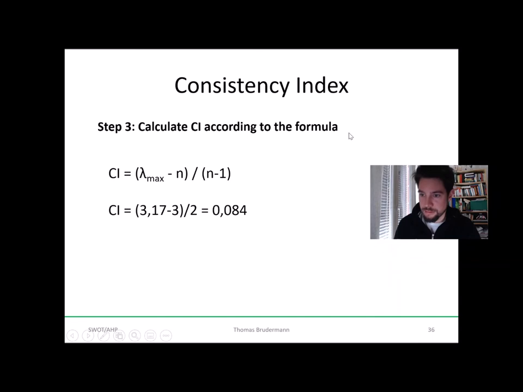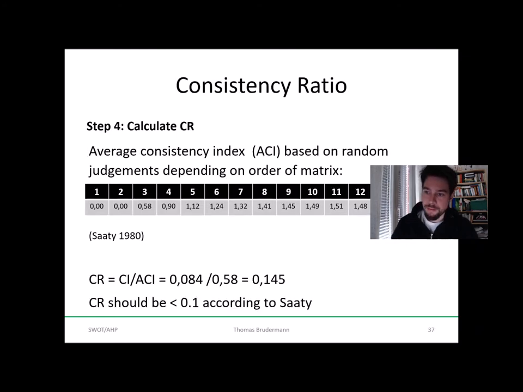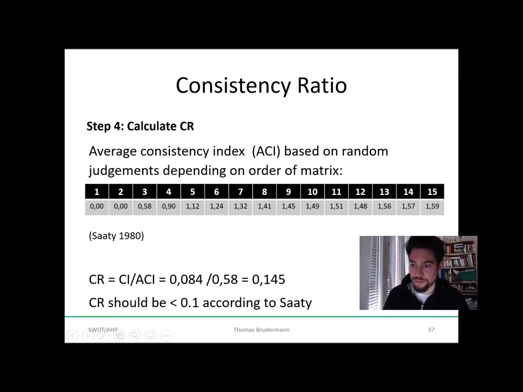So the next slide is now calculating the consistency index according to this formula. And here we just enter the values, which should not be all too challenging. So we get here a CI of 0.084 for this example. And then, fourth step, we calculate the consistency ratio. So here we take this ACI parameter from this table, which was developed by Saaty. And as we have three factors in our matrix, our ACI is 0.58. So we divide our CI of 0.084 by 0.58, and we get 0.145 as consistency ratio, or 14.5%.